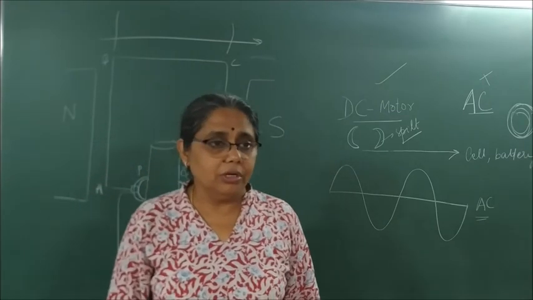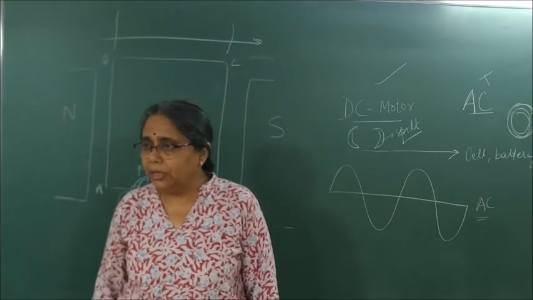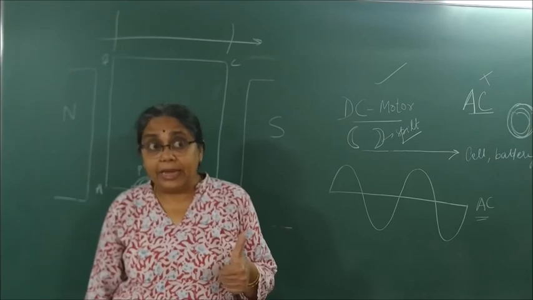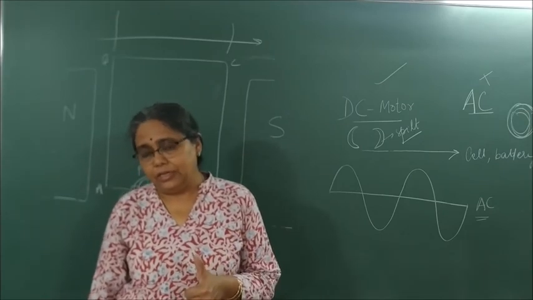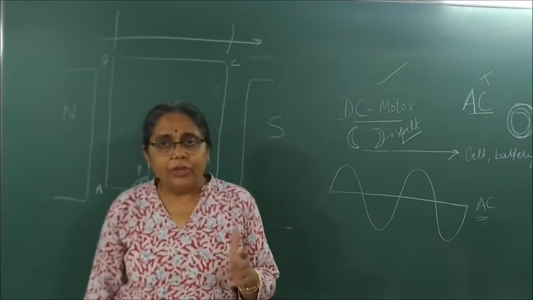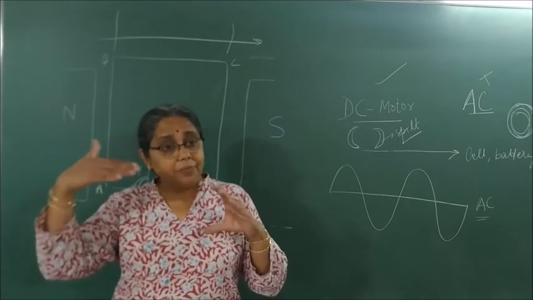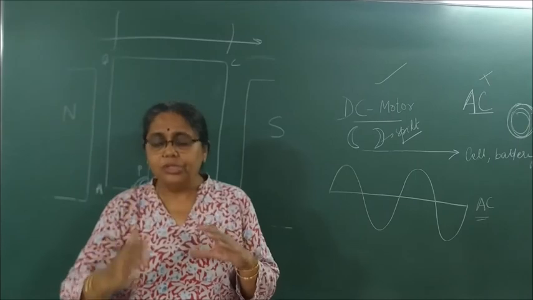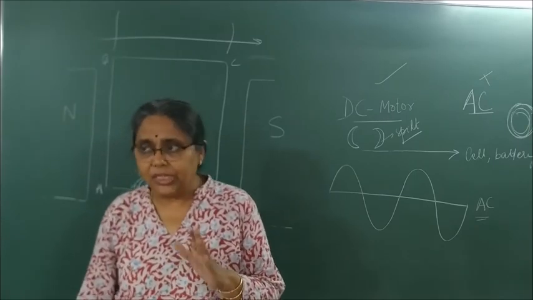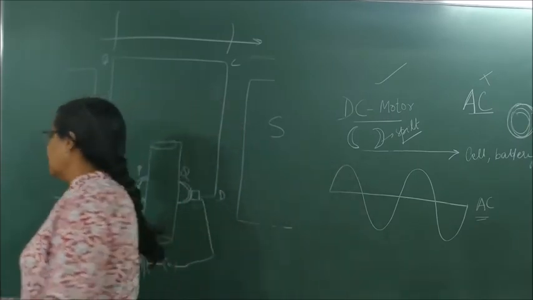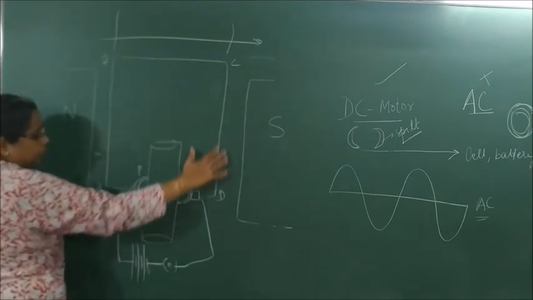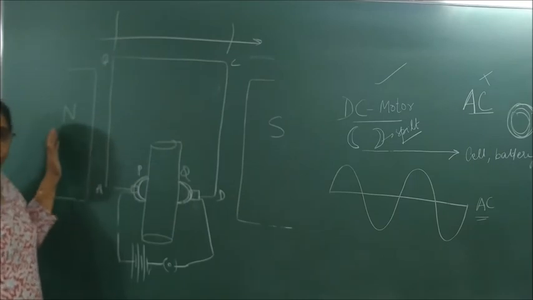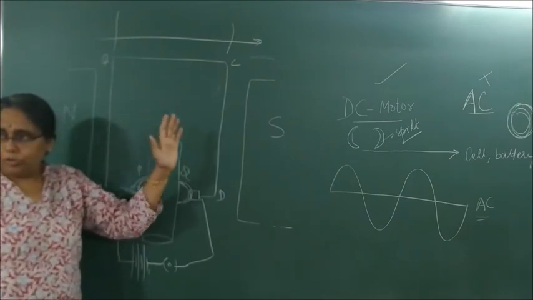Is the electric motor clear? Sure? What is an electric motor? It is a device which converts electrical energy to mechanical energy. What is the principle? When a current carrying conductor is placed in a magnetic field, it experiences a force, the direction of which is given by Fleming's left hand rule. What is the construction? We take a coil ABCD which is placed between two opposite poles of a magnet.